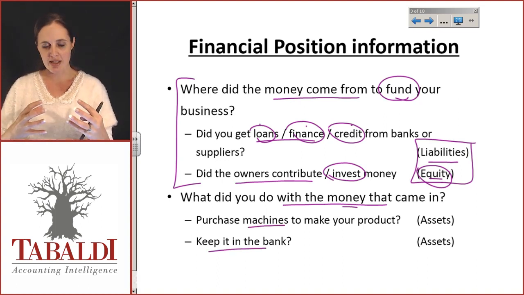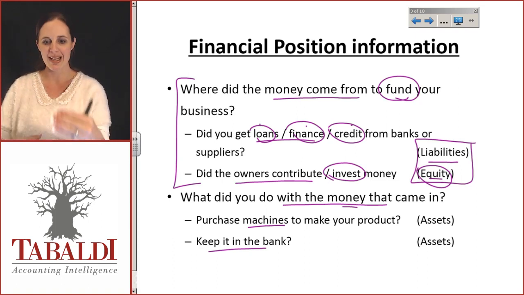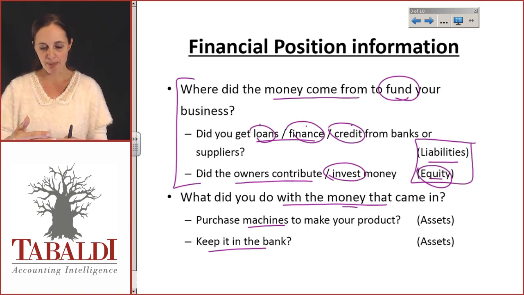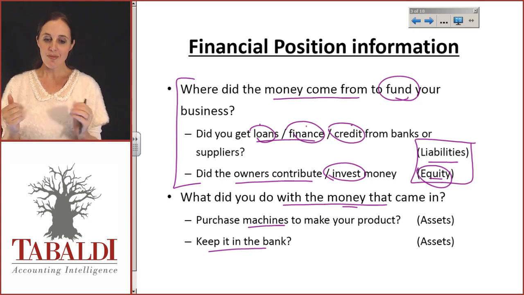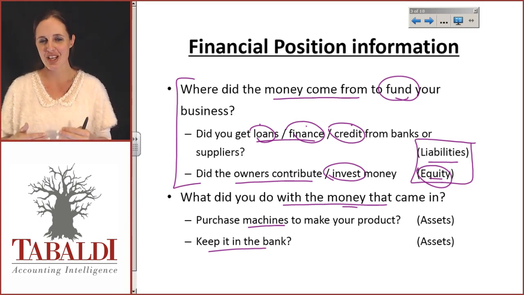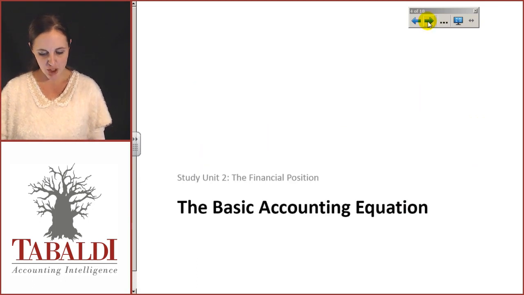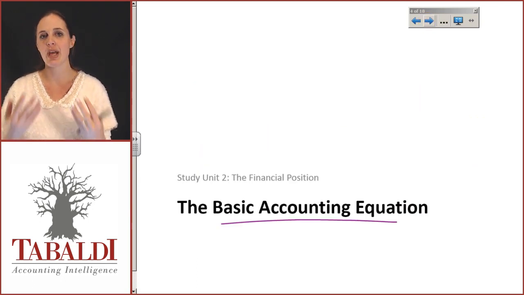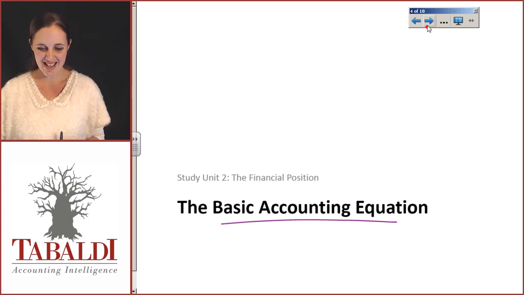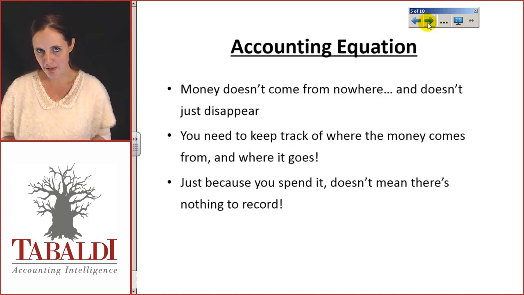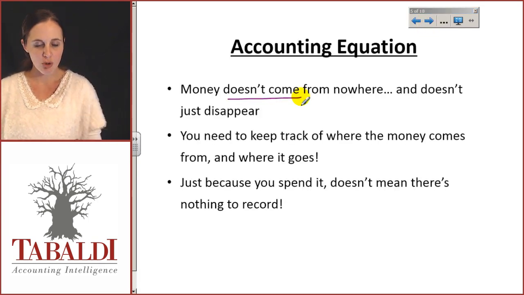And the point about this is making sure that we always keep track of where the money is coming from and where the money is going. Money doesn't come from nowhere. We know that. And we also know that it shouldn't just disappear. So when we take a look at financial position information, it leads us to ask ourselves how we actually record this. As I've said, money doesn't just come from nowhere. It doesn't just fall from the sky.